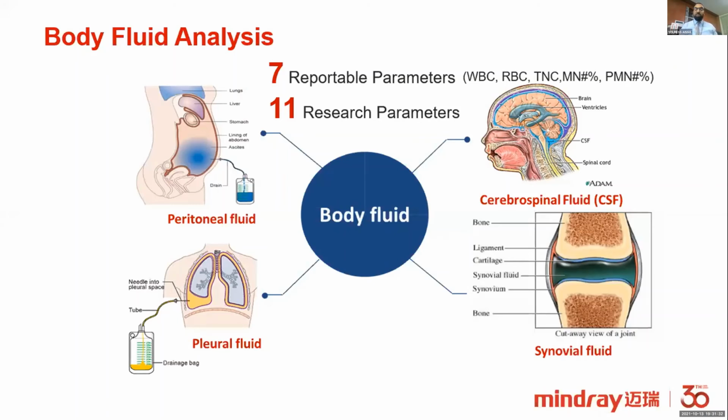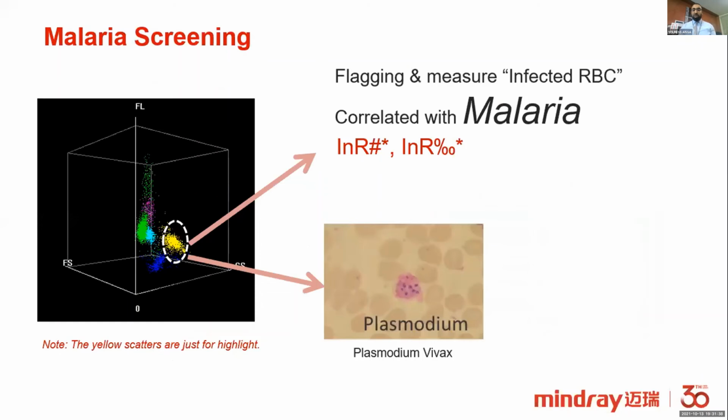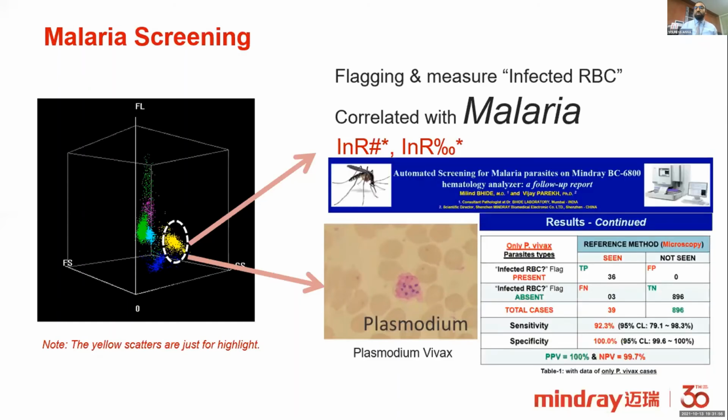For example, for RBC and WBC, we use optical. Also, another important parameter that we can offer with our BC-6200 series using the SF Cube technology is the measurement of the ANR parameter, which is infected RBC. That is very important to know in case of malaria. So it can help us with malaria screening.